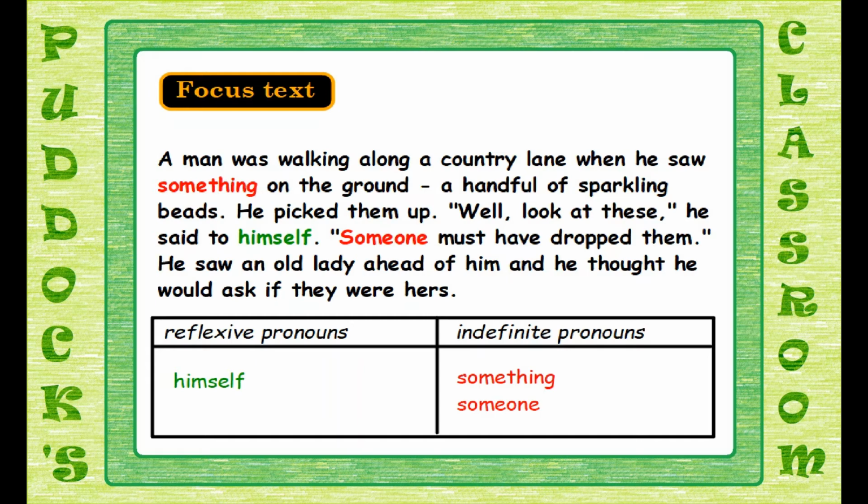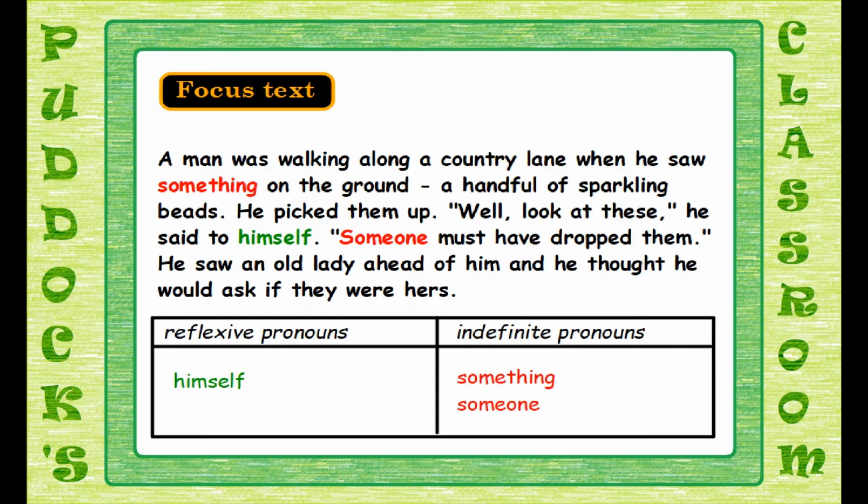Reflexive pronouns. Now these are pronouns which refer back to the subject. And we've got the example in our focus text of himself. So in that sentence, it says, "Well, look at these," he said to himself. So himself is referring back to he, the same person. So it's a reflexive pronoun.